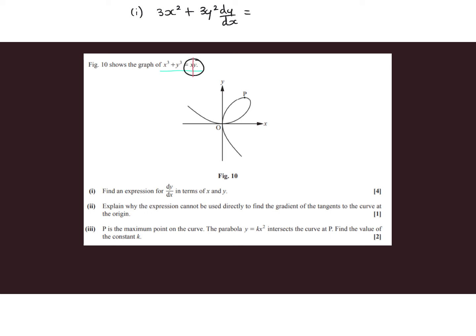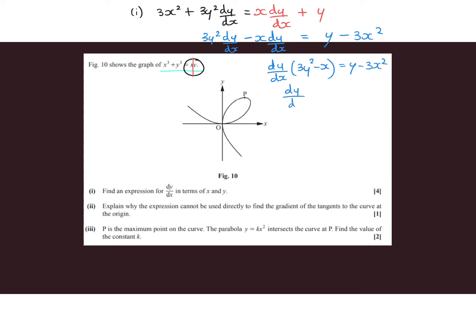So splitting this up, I'm going to leave x alone and differentiate y to get dy by dx, and then swapping it over, I'll differentiate x to get 1 and leave y alone. Now, let's collect terms on either side. So I've got 3y squared dy by dx, subtract x dy by dx on the left, and on the right-hand side, I've got y subtract 3x squared. Factorise dy by dx on the left, like so, and then divide through, giving you dy by dx is y minus 3x squared over 3y squared minus x.